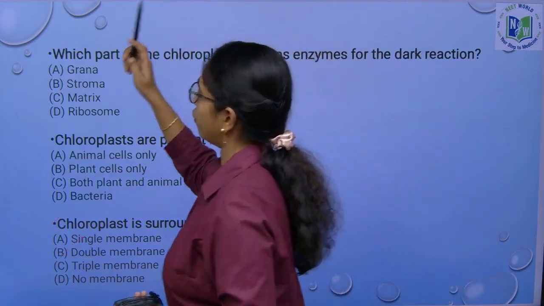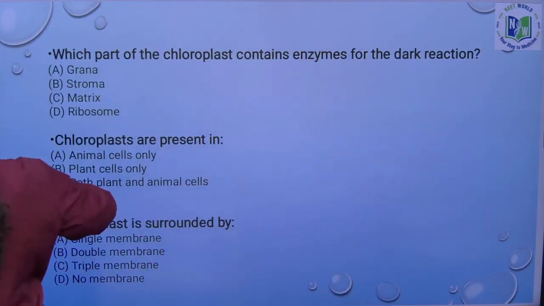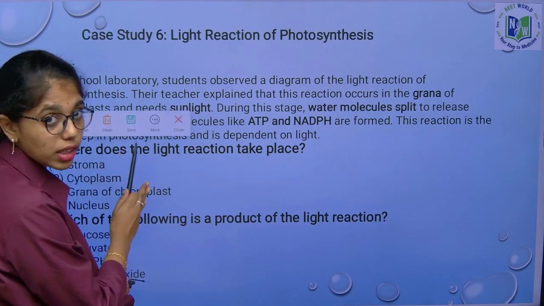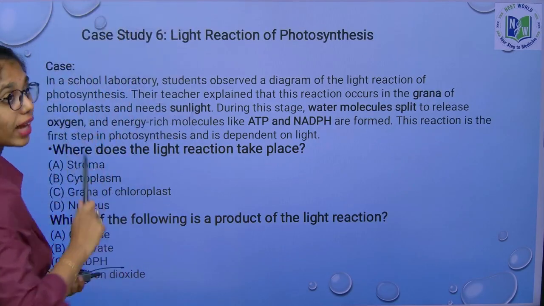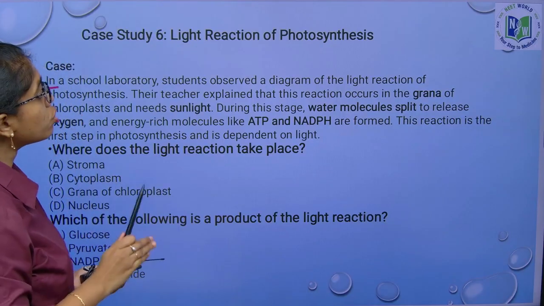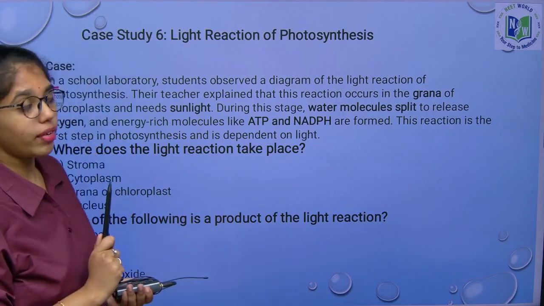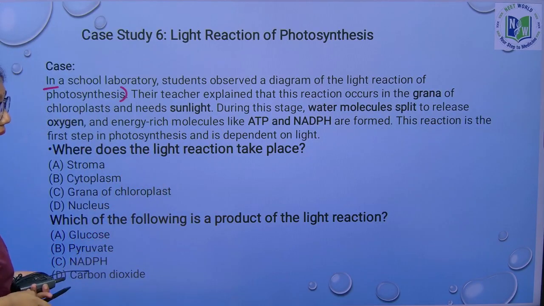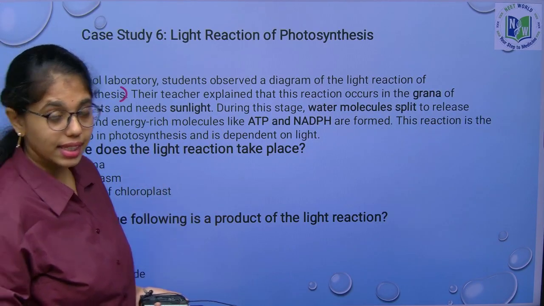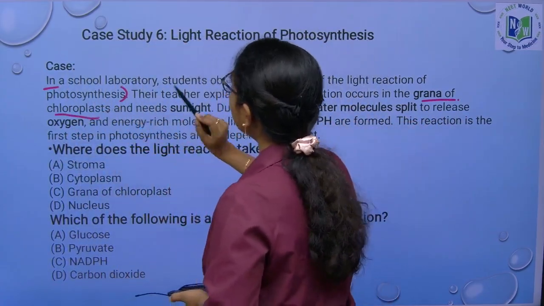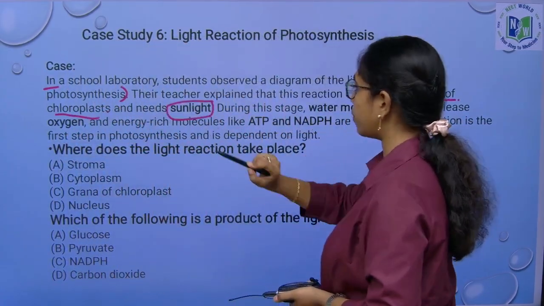Okay. Now, let us solve 2 more case studies, beta. Wherein this one case is about light reactions of photosynthesis. In a school laboratory, students observed a diagram of light reaction of photosynthesis. Their teacher explained that this reaction occurs in grana of chloroplast and needs sunlight.